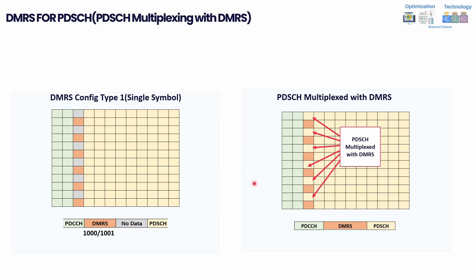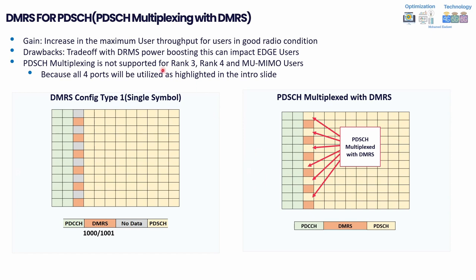So this is the first part about the DMRS. And here is the summary: the gain is that this can increase the maximum user throughput for users in a good radio condition who are also high demand users using most of the resources. Second, as a drawback, this is a trade-off with DMRS power boosting, which can impact the edge users, and it's not supported with rank 3, rank 4, or multi-user MIMO as we highlighted, because all 4 ports or resource elements will be utilized for DMRS. In that case, we cannot have any multiplexing.